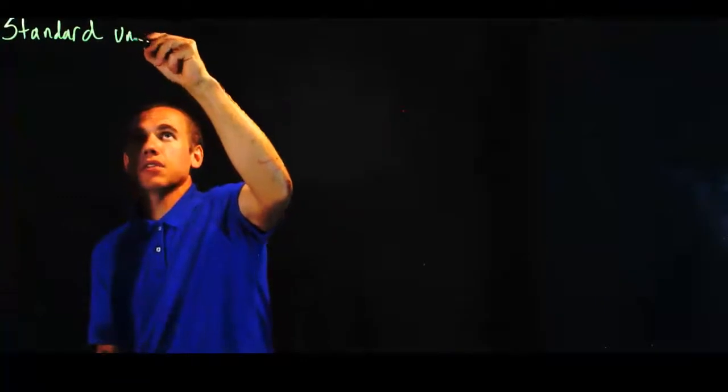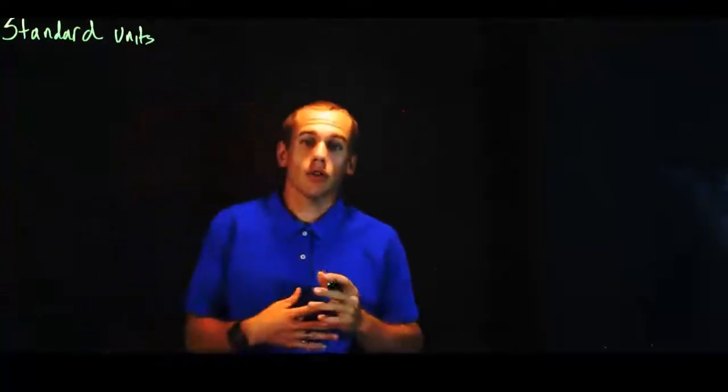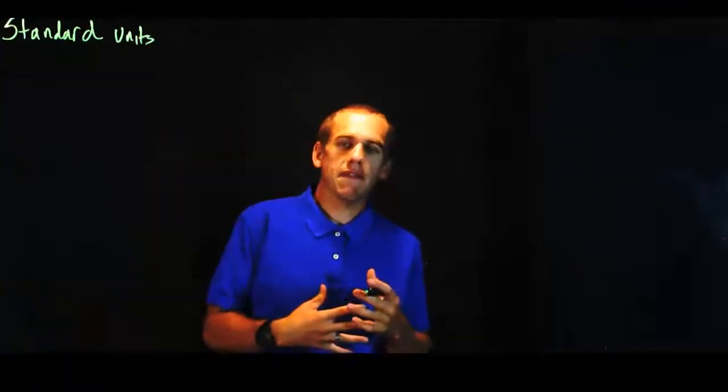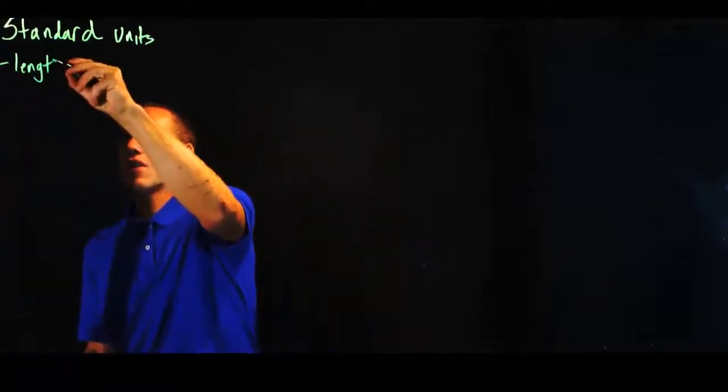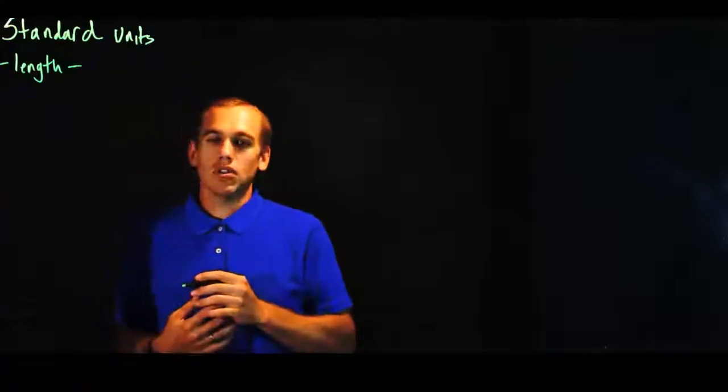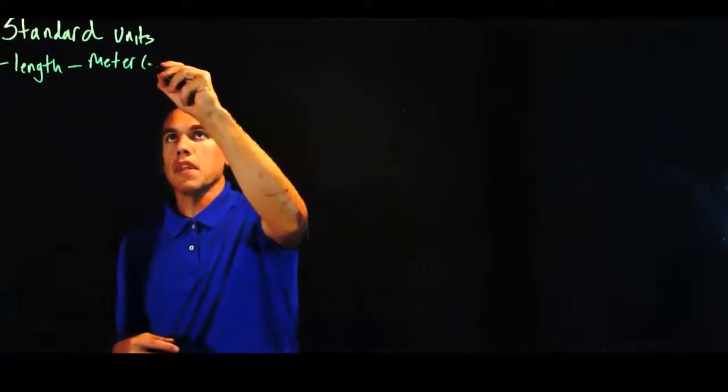Our standard units, we only have 3 because we're really concerned with measuring 3 different dimensions, and then we can derive things from there. So the first unit we are interested in measuring is length, how far things are from each other, and we measure this with meters. Meters gets abbreviated with an M.